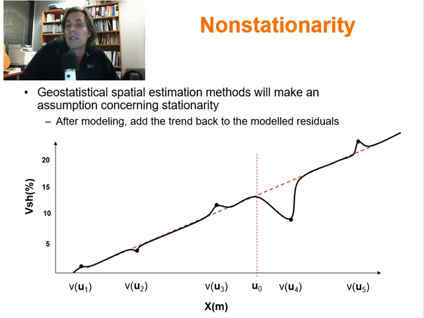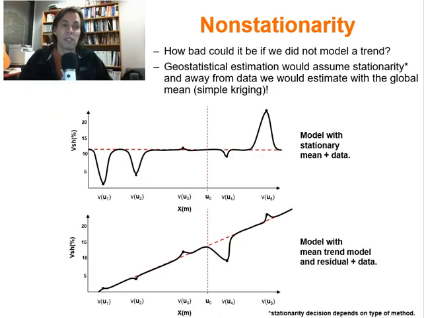What's the consequence of employing this type of modeling approach but skipping the step where we model and fit the trend and work with residuals? Well, if we do that, we're going to have something like this. Away from the data locations, what would be your best estimate? In the absence of a trend, it would be the global mean.